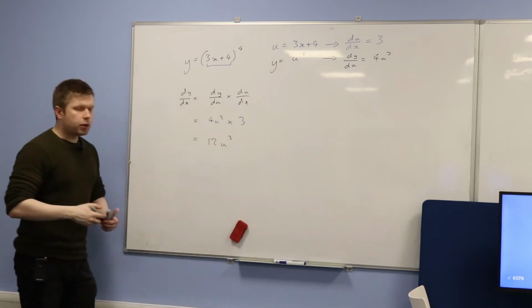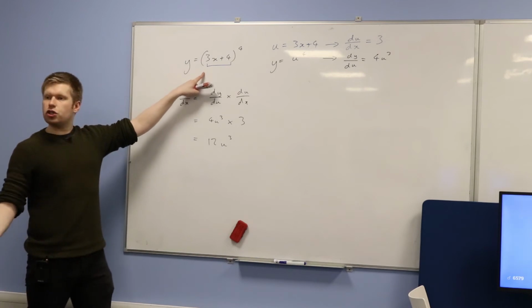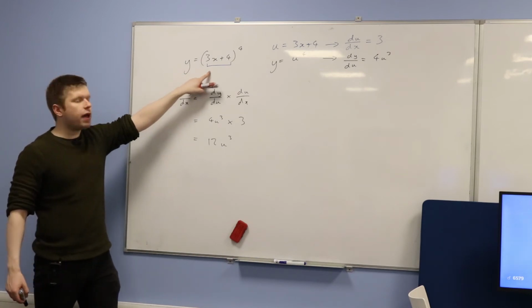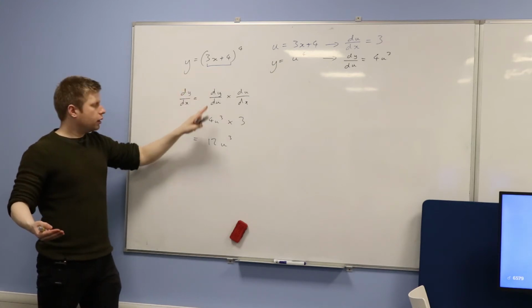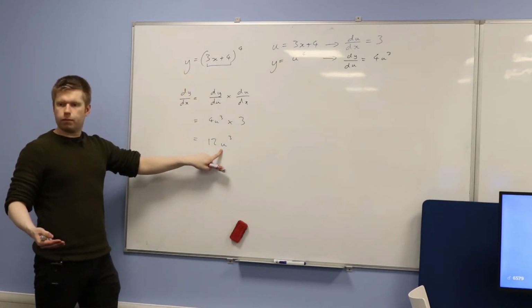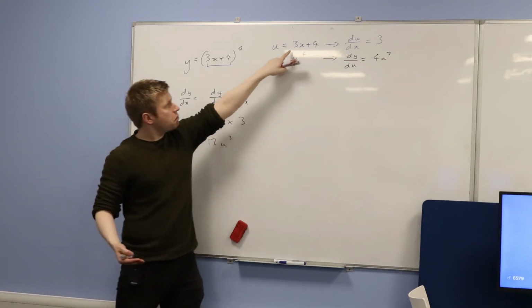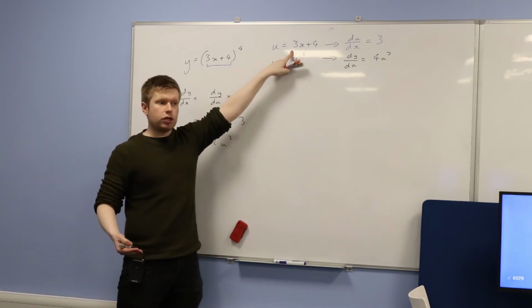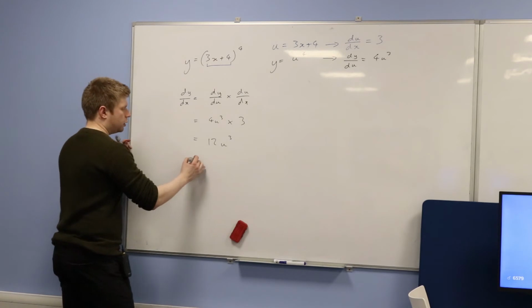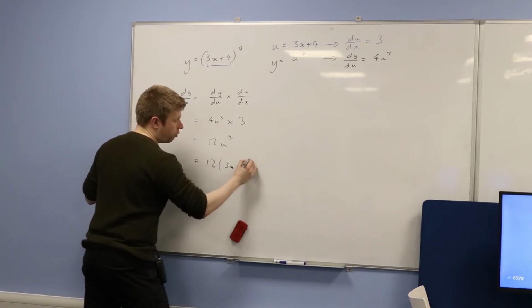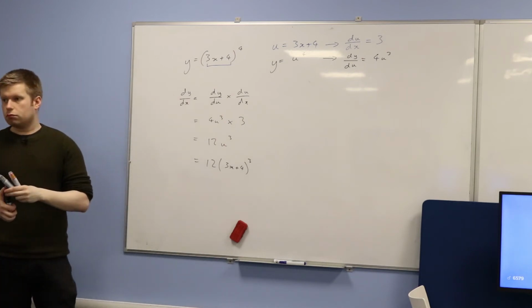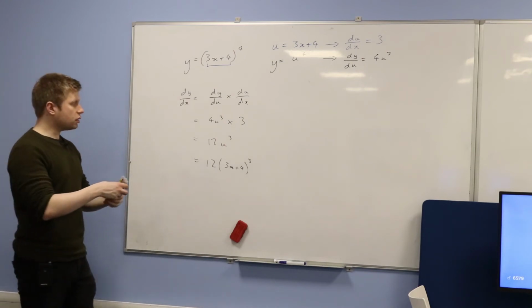12u cubed. But just remember, my original function was strictly in terms of x. It was y in terms of x. So I need to leave my final answer in terms of x as well. So how can I get rid of this u? Absolutely. I just replace it with what it was originally. That was my function. Yeah? So I get 12 lots of 3x plus 4 all raised to the power of 3. Make sense? Yeah? Makes sense?